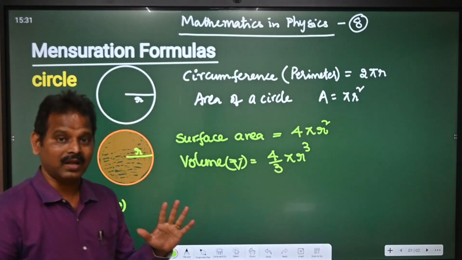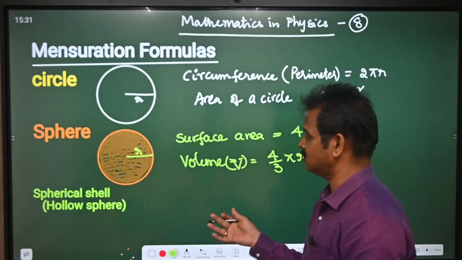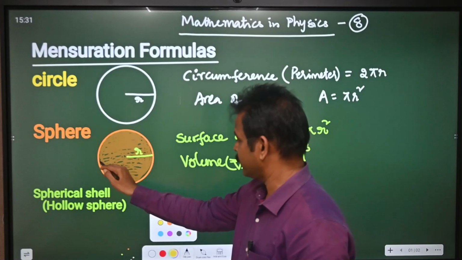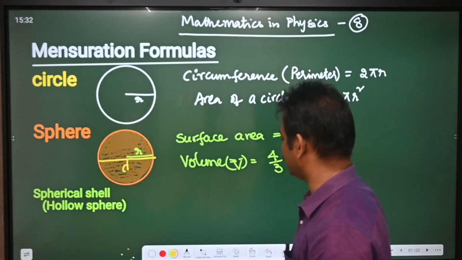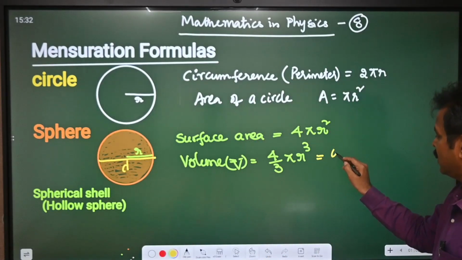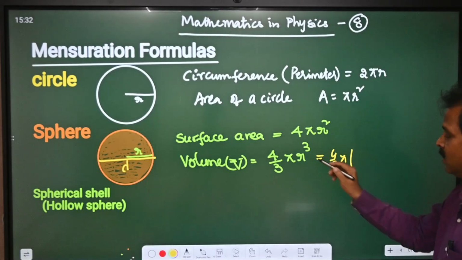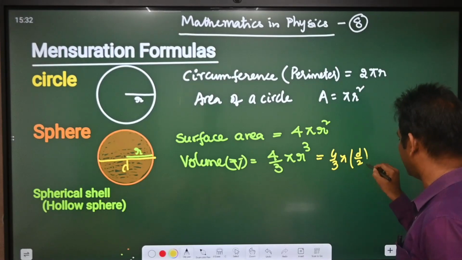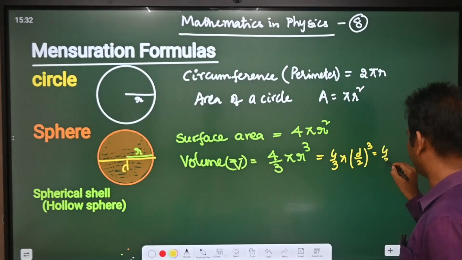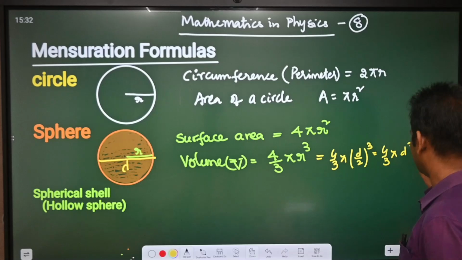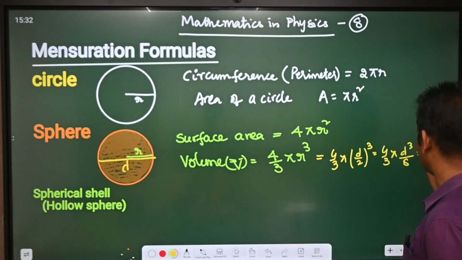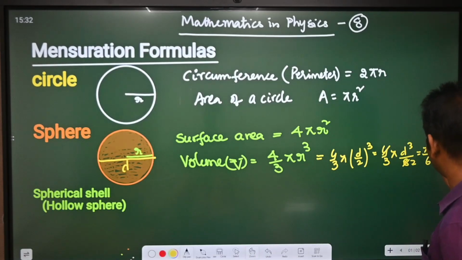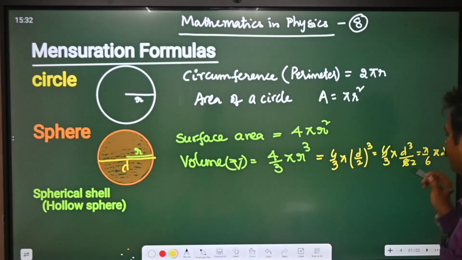But students, sometimes in some problems, instead of the radius, they may give the diameter of this solid sphere. When the diameter is given, the same volume can be written as 4 by 3 pi, radius is half of the diameter, so d by 2 whole cube, 4 by 3 pi d cube by 8. 4 ones are 4, 4 twos are 8. This will become pi by 6 d cube.